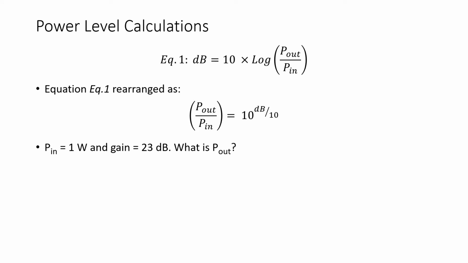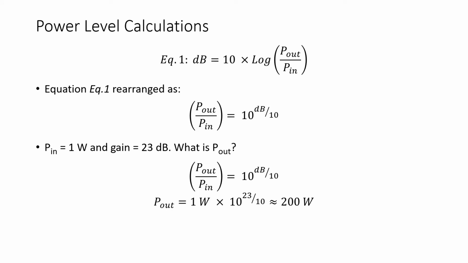So let's look at an application of this. We're given that the input power is 1 watt, the gain is 23 dB. What is the output power? Again, we start with the equation we're given, P out over P in equals 10 raised to the dB divided by 10 power. We rearrange the equation to solve for P out. We substitute our known values, and we end up with an output power of approximately 200 watts.